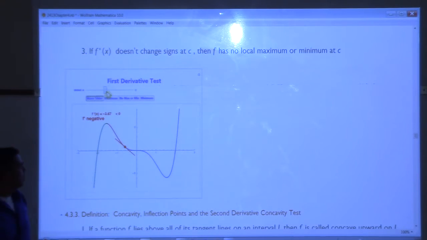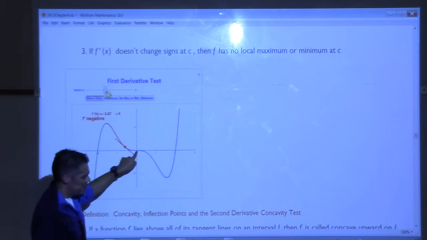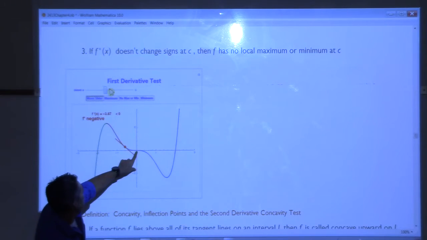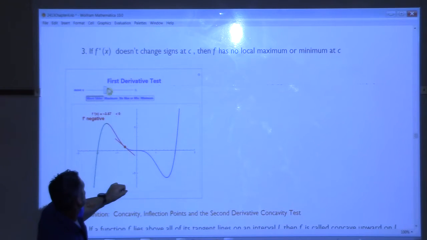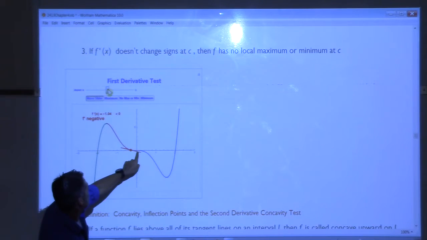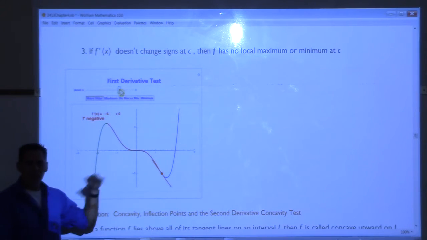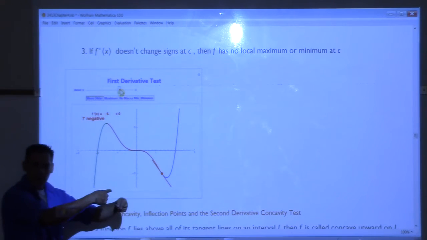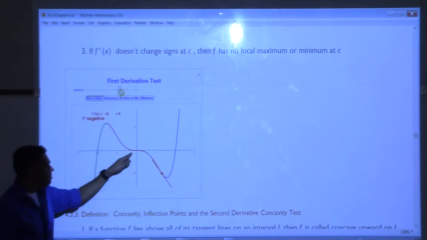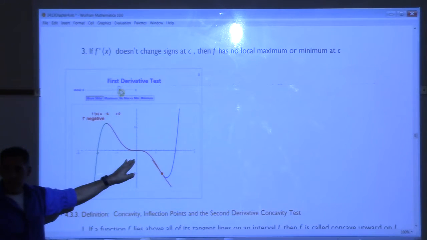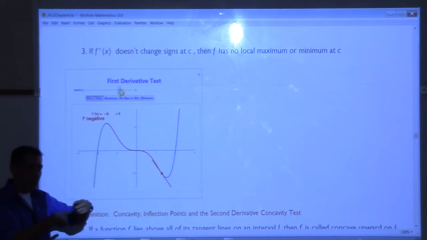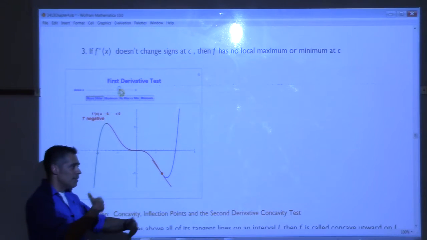Right? What about right here? The derivative here is 0, isn't it? But what's the derivative to the left of it? Negative. What's the derivative to the right of it? Also negative. See how it's negative on both sides? There was no change in sign. And if you don't have a change in sign, it's impossible for you to have a local max or min. You have to have a switching of the derivative from positive to negative or negative to positive.